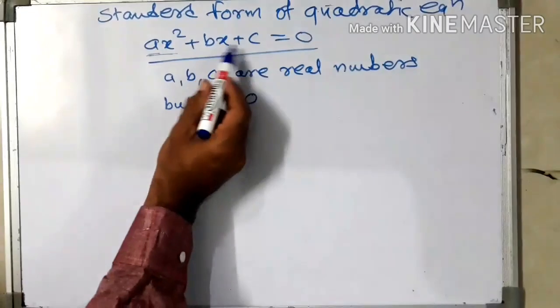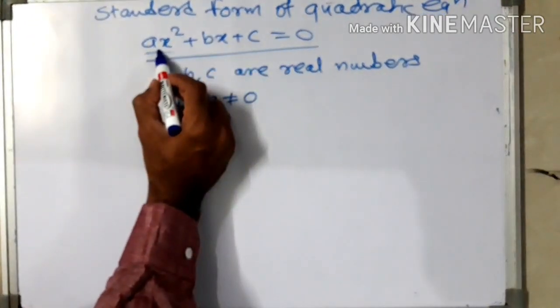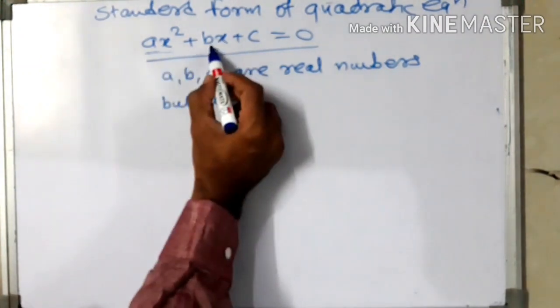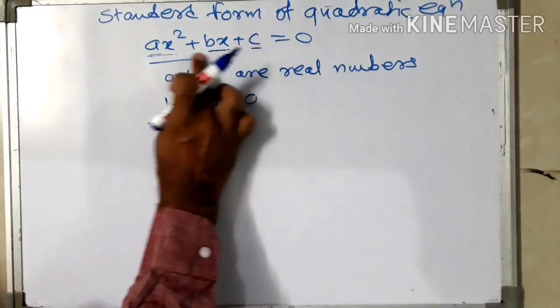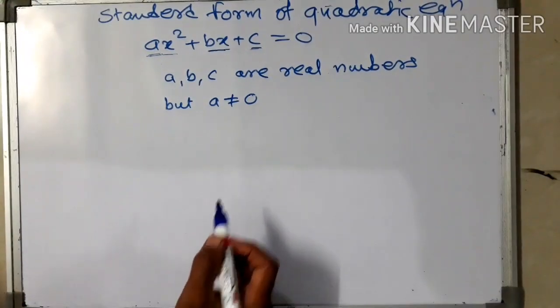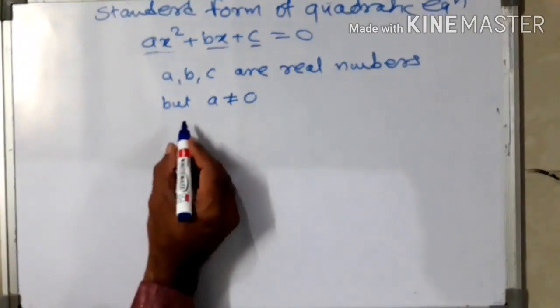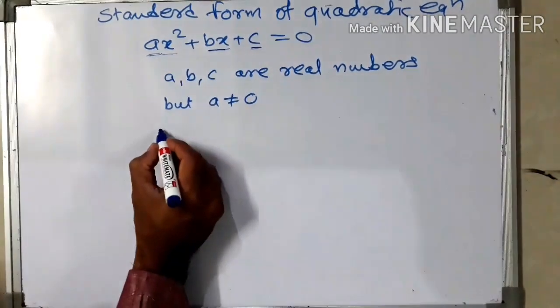Now there are three terms. The first term is called the quadratic term or first term, this is the middle term, and this is the last term, or it is also called the constant term because there is no variable. Now we know that the value of a should not be 0.